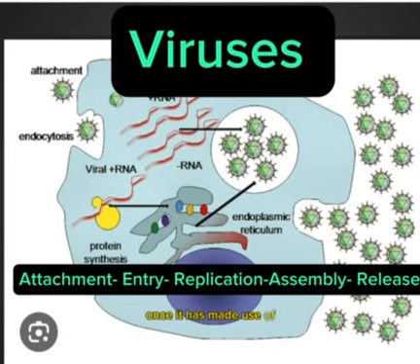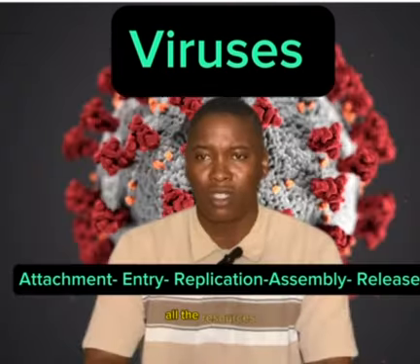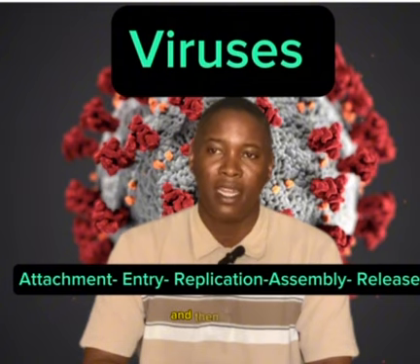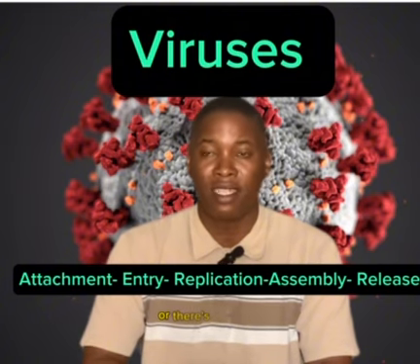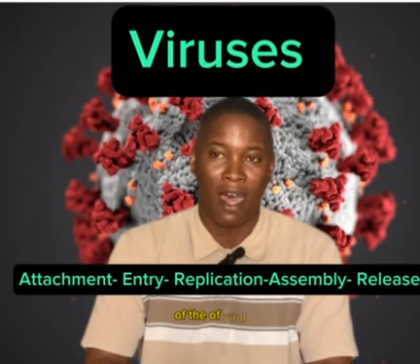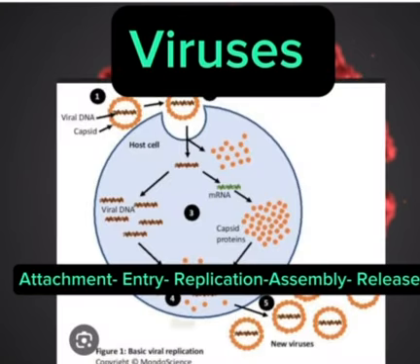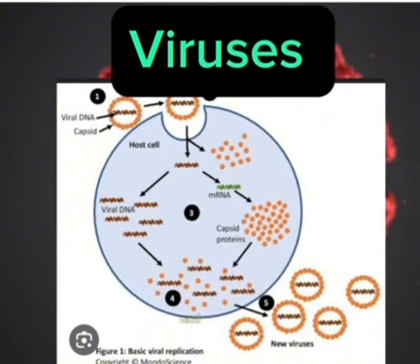Once it has made use of all the machinery, all the resources of the living cell, the cell of course cannot sustain life anymore due to this process. Then there's a release of viral particles, and all these viruses leave the living cell. And of course, the living cell has been destroyed by this process. So there's attachment, entry, replication, assembly, and release.